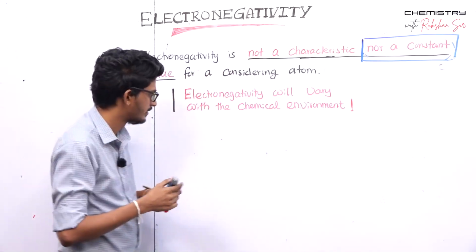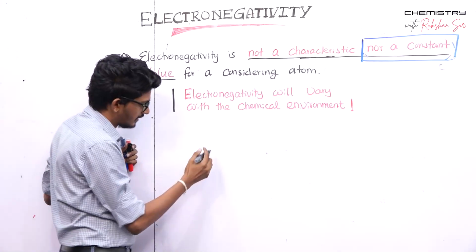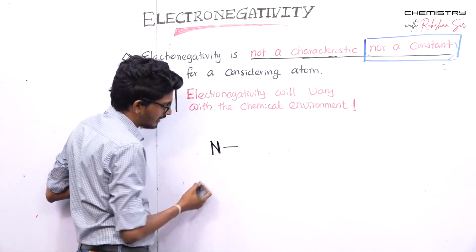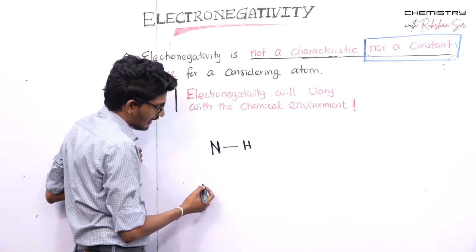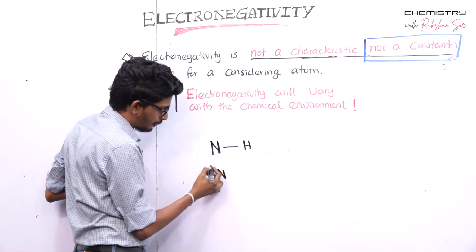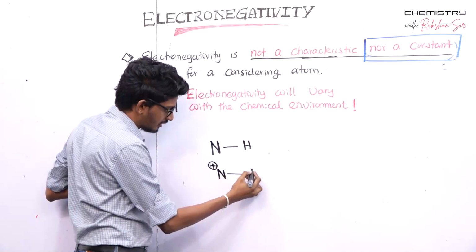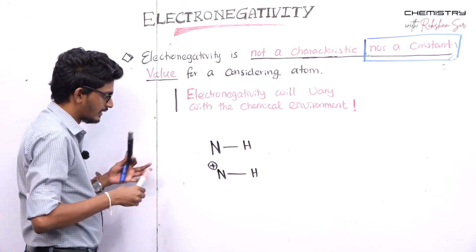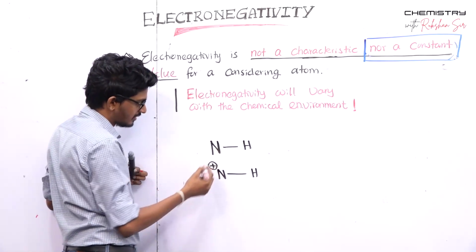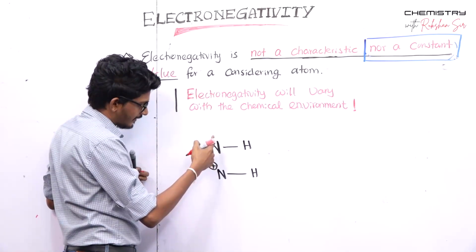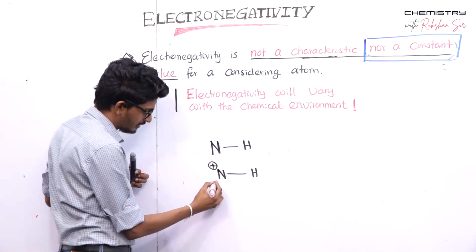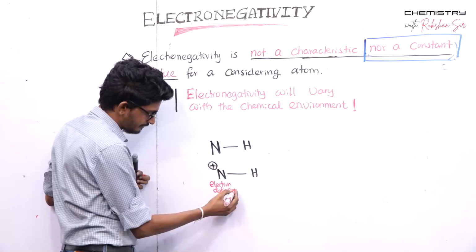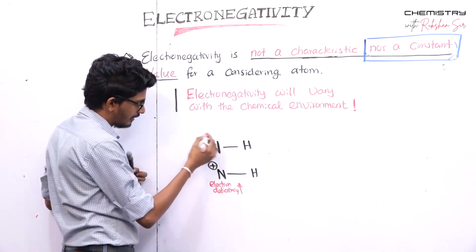The idea is this. See, if you compare a normal nitrogen connected to hydrogen and a positively charged nitrogen connected to hydrogen, referring to these two, this one's electron deficiency is less than this one. This one's electron deficiency is high compared to this one.